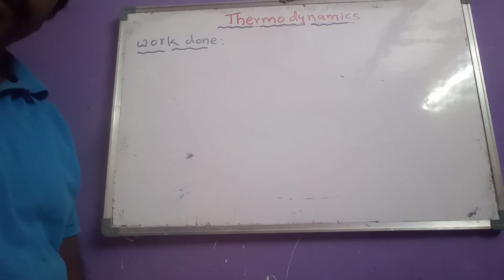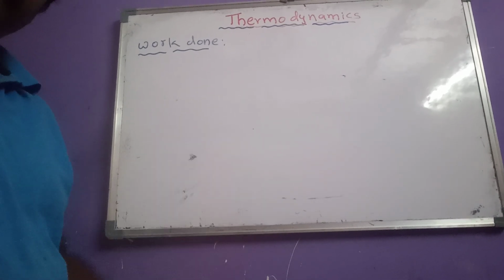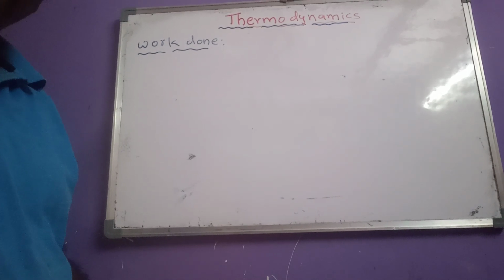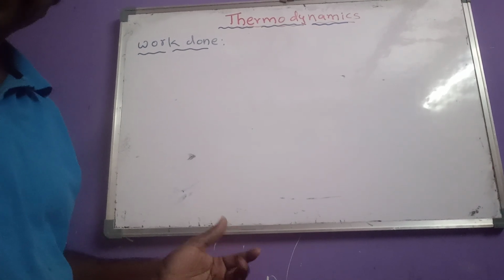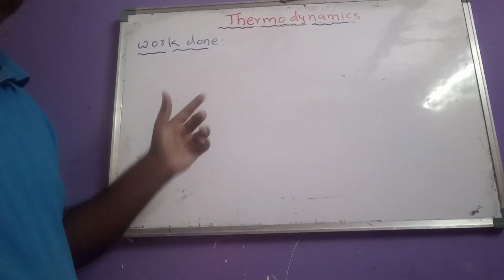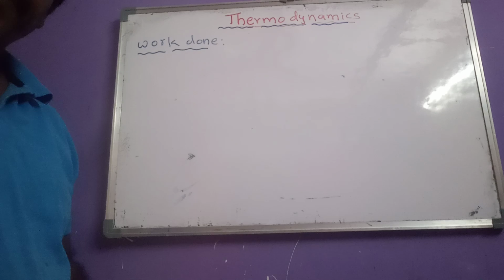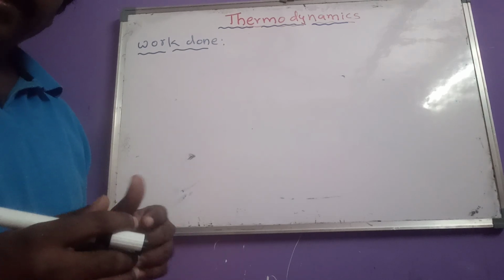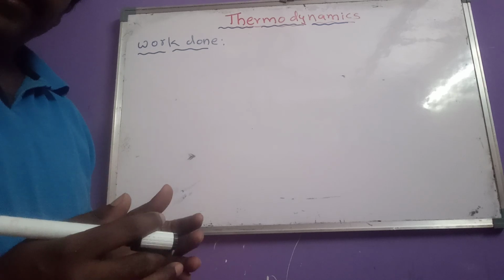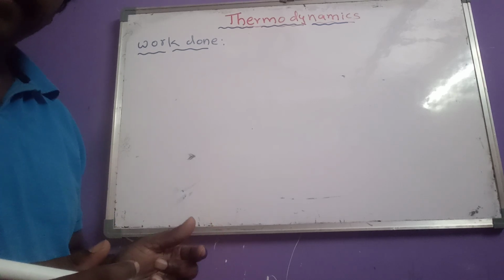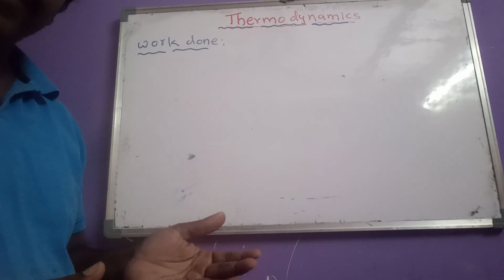Hello students, in this video let us discuss work done and some formulas related to work done in different types of processes. So let us see what is work done here first. Work is said to be done if any object is displaced through a distance dx against a force F.